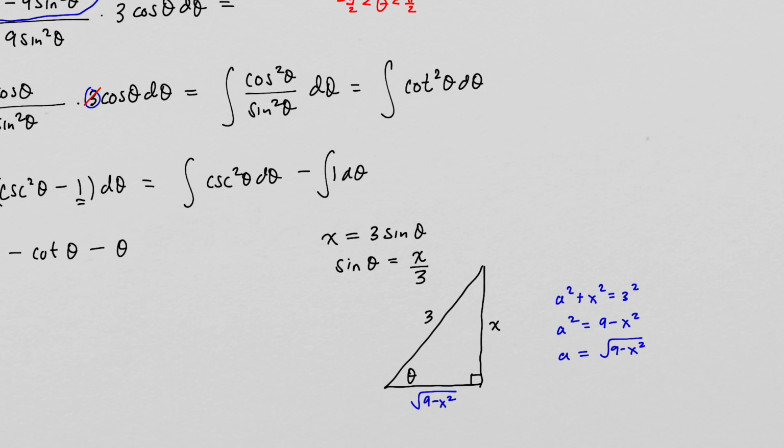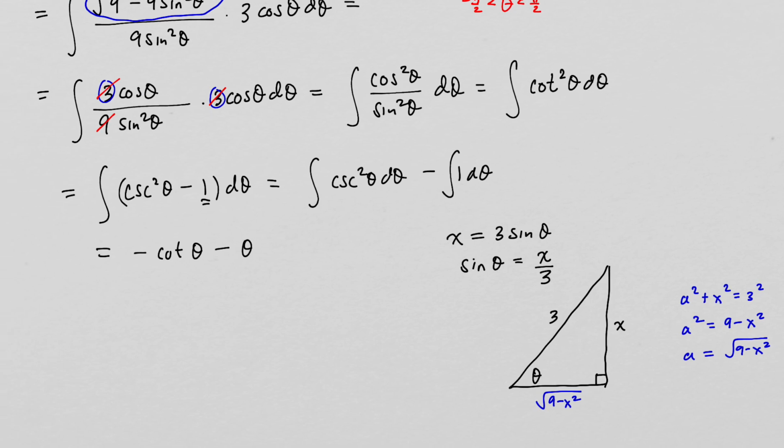And the whole reason I'm doing this is because if you come back to our answer here, we have negative cotangent of theta. Well, what is cotangent of theta? If you look at the triangle here, we know that cotangent of the angle theta is equal to the adjacent side divided by the opposite side. So it's adjacent over opposite. And so negative cotangent of theta is negative square root of 9 minus x squared over x.